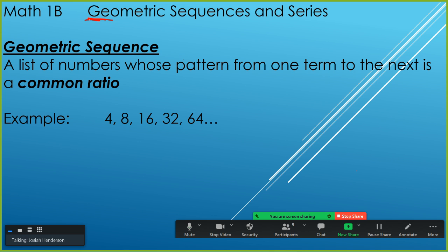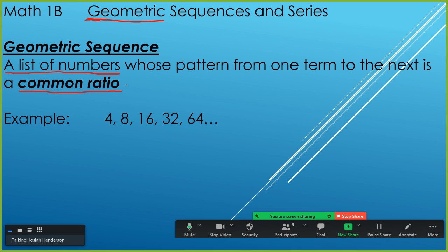There we go. Today, it's geometric. And what does that mean? Geometric sequences, a list of numbers, just like before, whose pattern from one term to the next is a common ratio. Common ratio, not a common difference. That's what we saw for the last 2 days was a common difference. Here, it's a common ratio.